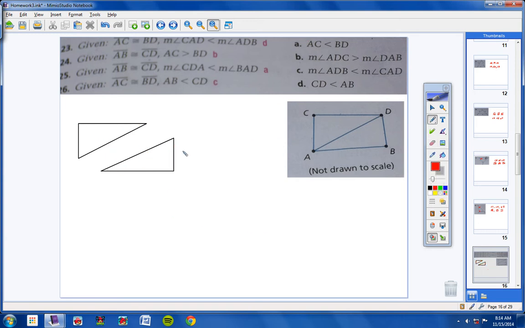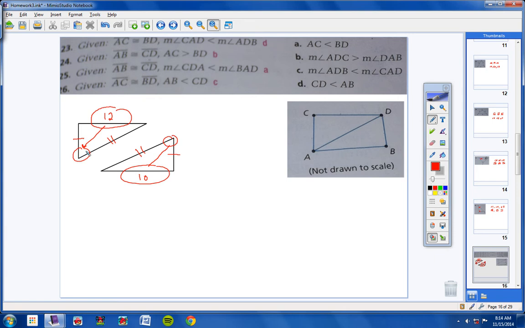Okay, last one. AC is congruent to BD. We know this side here is congruent to this side here. AB is less than CD, so we'll call this 10, and we'll call this 12. So again, students, look what we have: two sides of one triangle congruent to two sides of another triangle, and the third side, this side here, is greater than this side here. So this angle here has to be greater than this angle here.